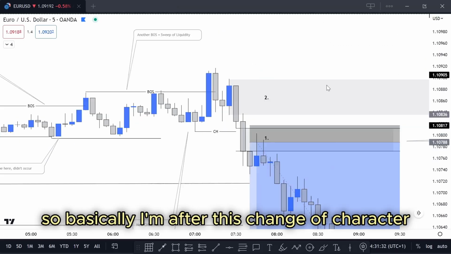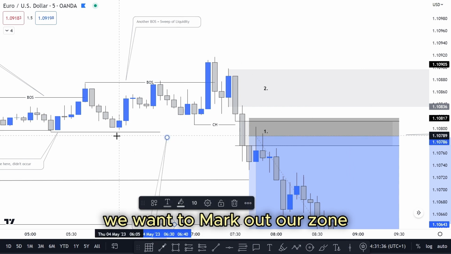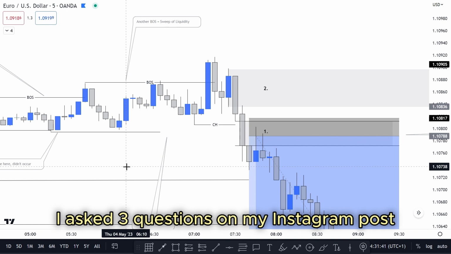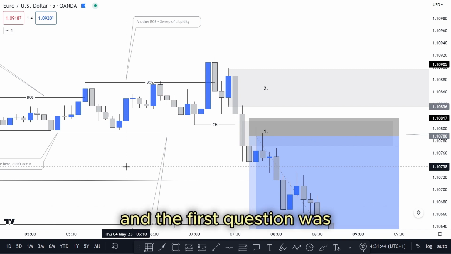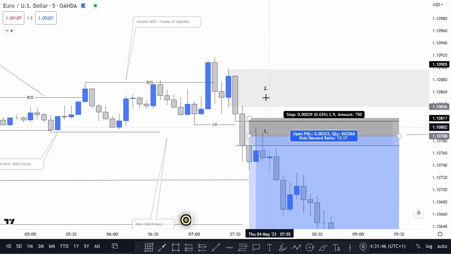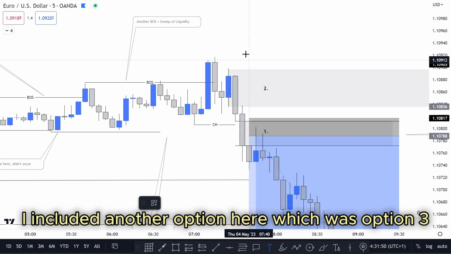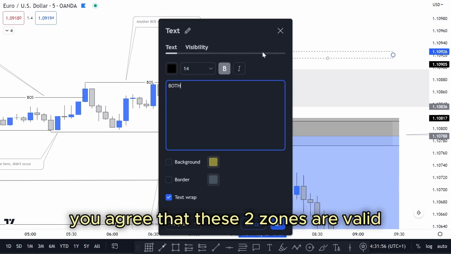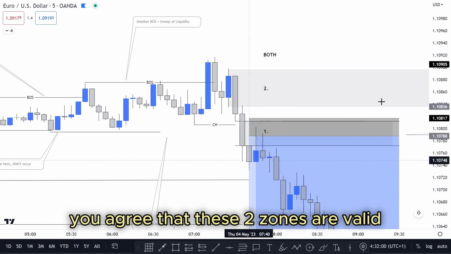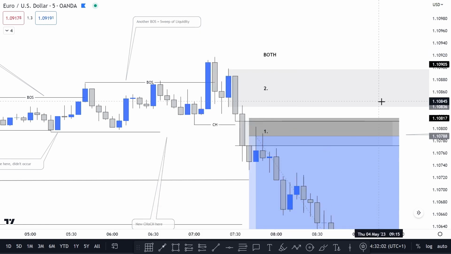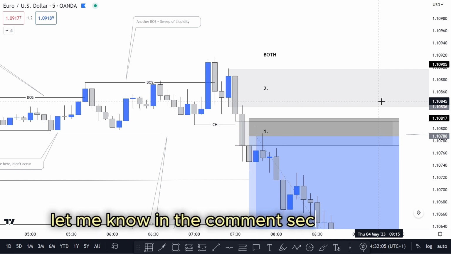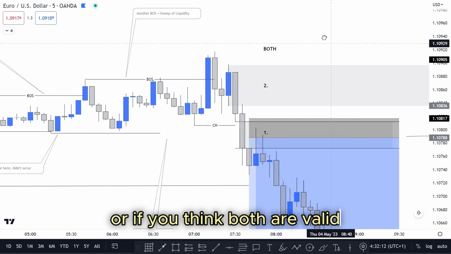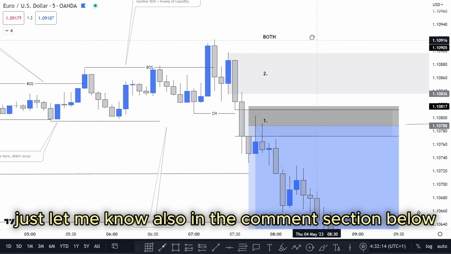So basically, after this change of character, we want to mark out our zone where we want to take our trade. So literally, I asked 3 questions on my Instagram post, and the first question was, will you take your trade based on option 1, option 2, or I included another option here, which was option 3, and this option 3 was like both, you agreeing that these 2 zones are valid. Now I want to ask you the same question: is 1 or 2 valid? Let me know in the comment section below and tell me the reason why you think option 1 or option 2, or if you think both are valid, just let me know also in the comment section below.